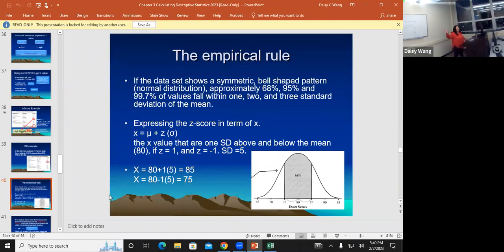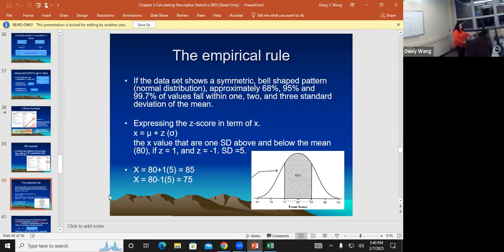But before we actually go on to that, this shows a symmetric bell-shaped pattern, the normal distribution. Usually within plus minus 1 standard deviation, we have about 68% of our data. Plus minus 2 standard deviations, we have 95%. And plus minus 3 standard deviations, 99.7%.